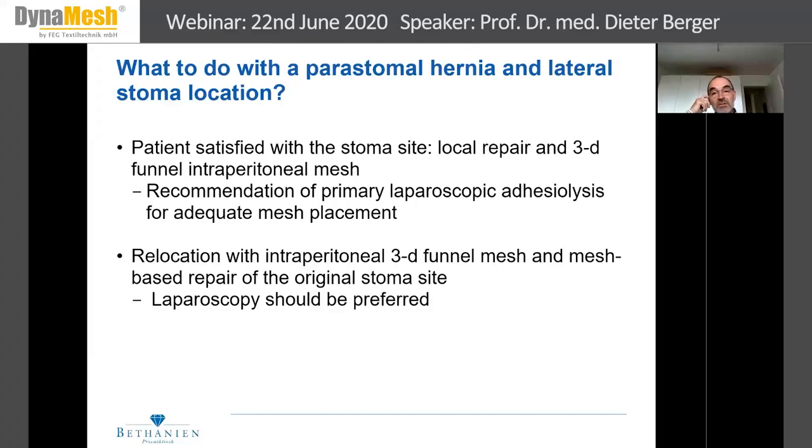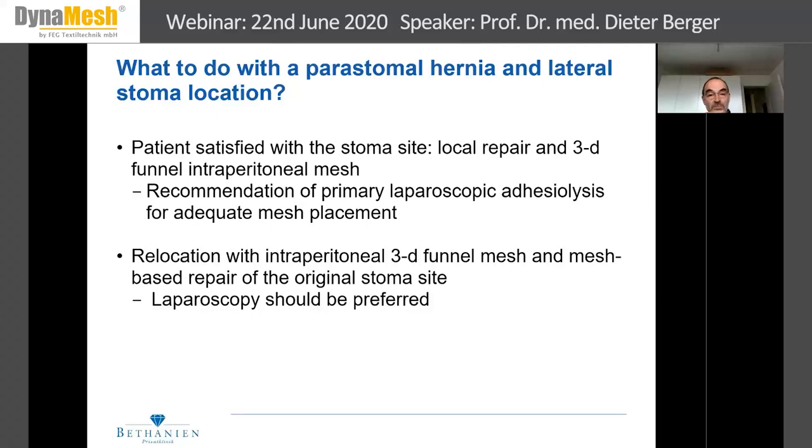What can we do with the parastomal hernia and a lateral stoma location? If the patient is satisfied with the stoma site, it's not necessary to relocate the stoma. In that case, a local repair with a 3D funnel mesh according to the technique of Gernot Köhler may be very suitable. I would always recommend to do it laparoscopically, because the laparoscopic mesh placement is much easier than the open placement.